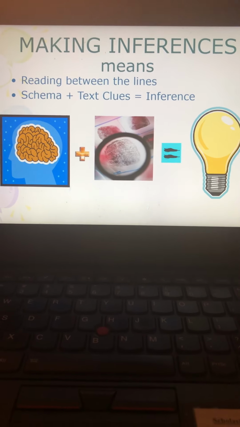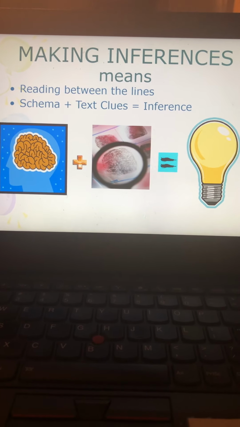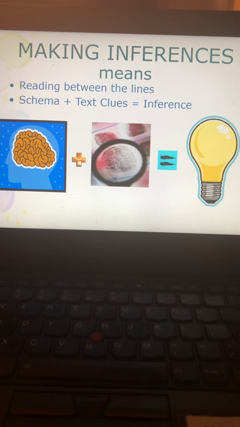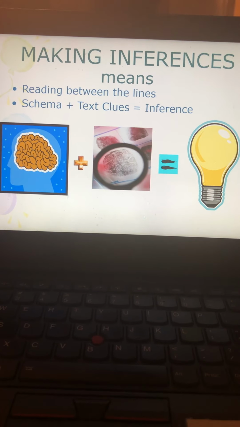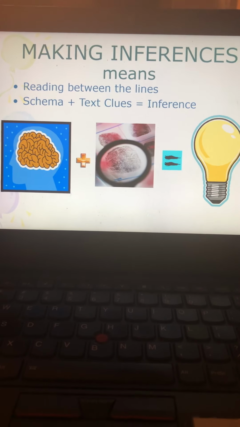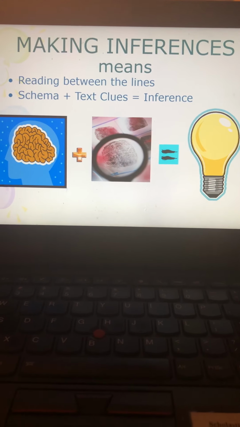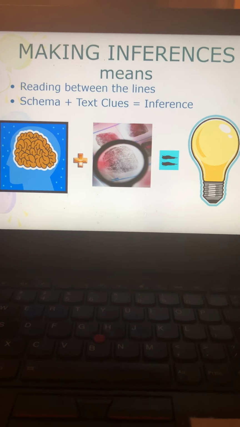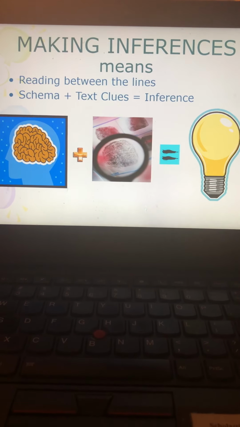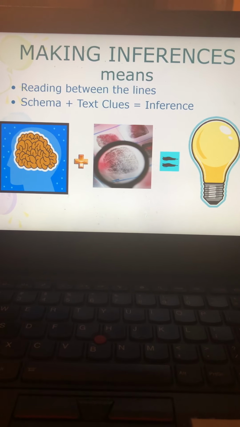This is a PowerPoint that we've shown at school, and an inference is reading between the lines. That's when you take a formula: your schema plus your text clues, that's your text evidence, equals an inference. You're drawing a conclusion. The schema is just your knowledge, what you know prior to reading the text about the topic, and then the context clues, the new details that you gather as you read, and you put those together and you come up with a conclusion about the topic.